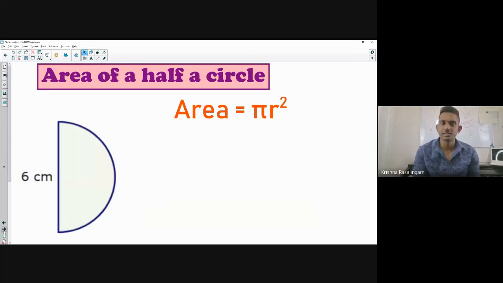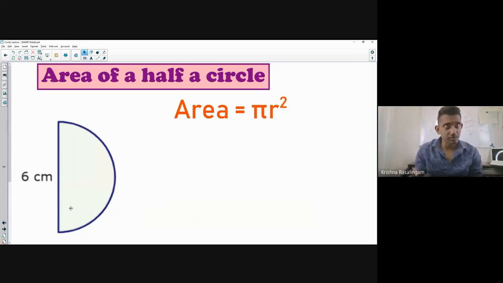Therefore, the radius is, come on, hands up, people. That's it. All right, 3, exactly. The radius is 3. So had we had a whole circle, we would have pi times 3 squared. Agreed? Good. So what do we have to do to that answer to get half a circle?